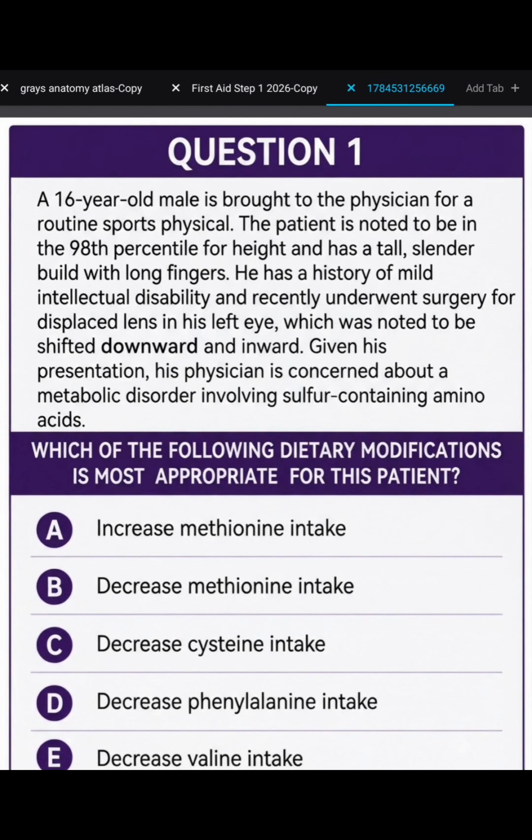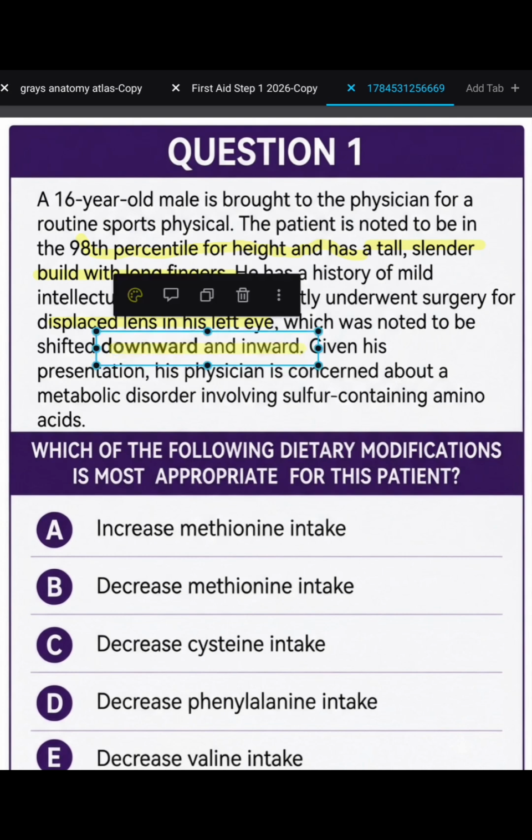The MCQ: A 16-year-old male is brought to the physician for a routine sports physical. The patient is noted to be in the 98th centile for height and has a tall, slender build with long fingers. He has a history of mild intellectual disability and recently underwent surgery for a displaced lens in his left eye, which was noted to be shifted downward and inward.